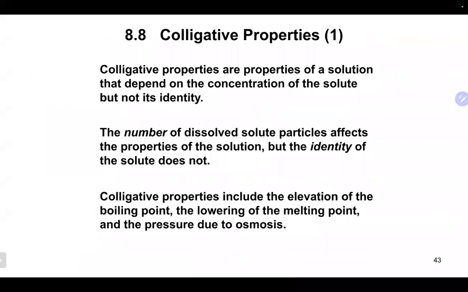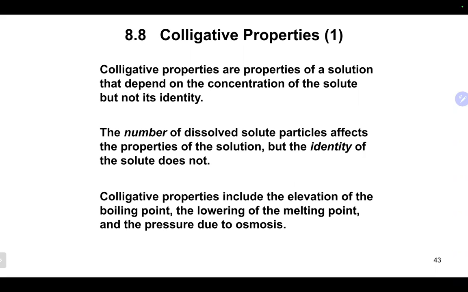Okay, so we're going to finish up here in this chapter talking a little bit about colligative properties. Colligative properties of solutions basically depend on the concentration of the solute, not its identity. So colligative properties are really based on how much stuff is floating around in the solution. The more solute floating around in a solution, the greater the effect on the property of that particular solution.